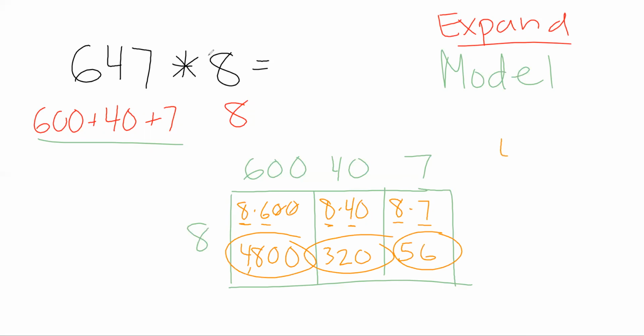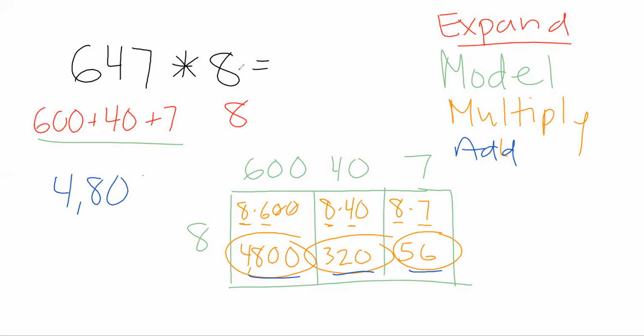Oh, man, sorry. This was multiply. I forgot to write down our steps as we're going. Let's see. Let's add in blue. And now we're going to add. Okay, so I'm going to add these numbers. I guess we'll do it over here now. So 4,800 plus 320 plus 56.